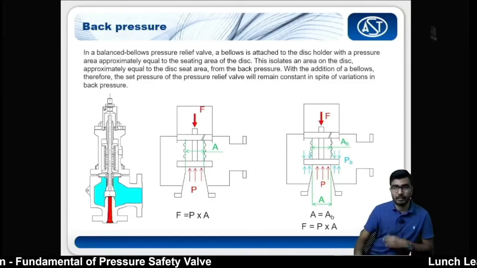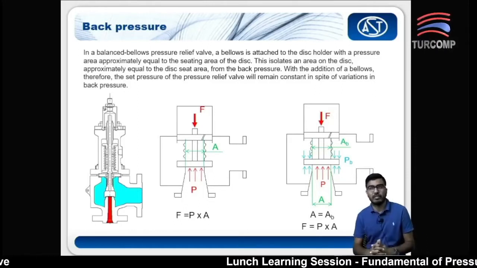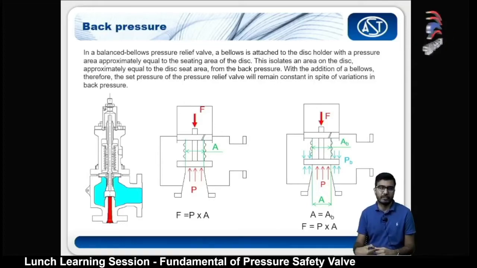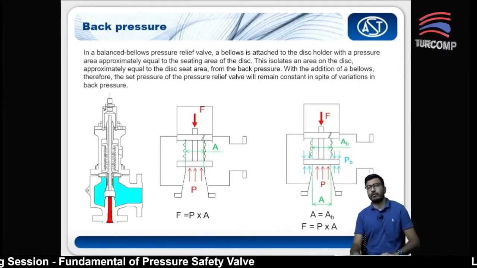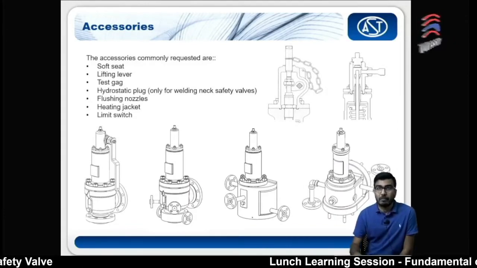So this is why we use the bellows design. So rule of thumb, it can be sized up to 50% back pressure. It can still hold. More than that, you need to use a different type, which I'm going to talk about later on, which is the pilot type.